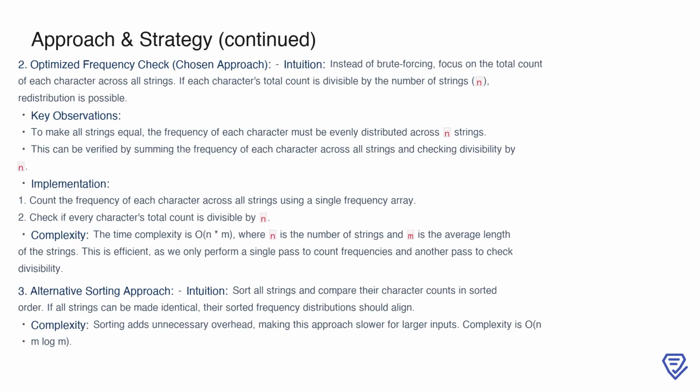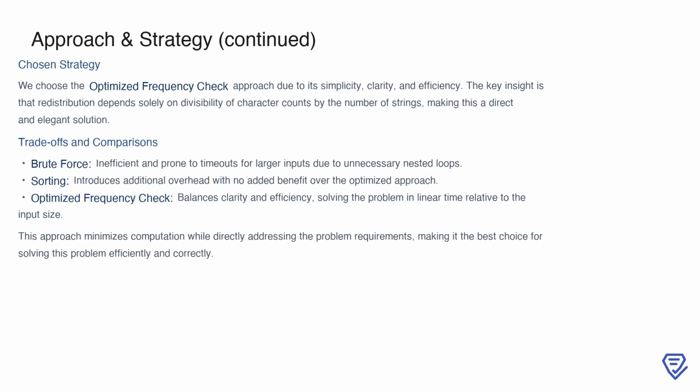This approach is efficient, as it requires just one pass to count frequencies and another pass to check divisibility, resulting in a time complexity of O(n*m). Additionally, while another alternative approach involves sorting and comparing frequency distributions, sorting adds unnecessary computational overhead, making it less suitable for larger inputs. The optimized frequency check is the chosen strategy because it is both simple and efficient.